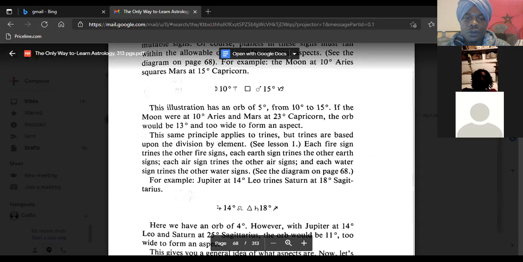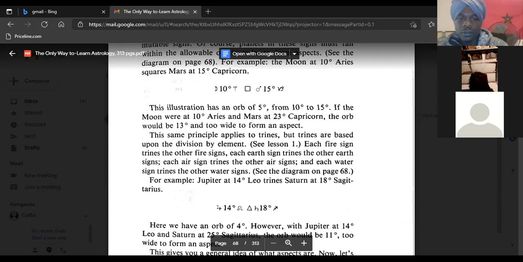This same principle applies to trines, but trines are based upon the division by element. See lesson 1. Each fire sign trines the other fire signs. Each earth sign trines the other earth signs. Each air sign trines the other air signs. And each water sign trines the other water signs. See the diagram on page 68.